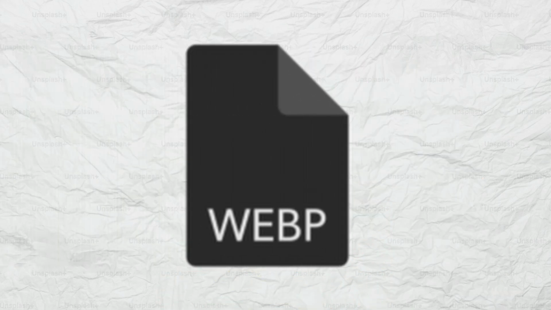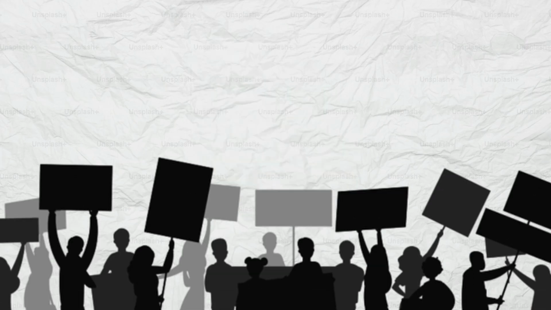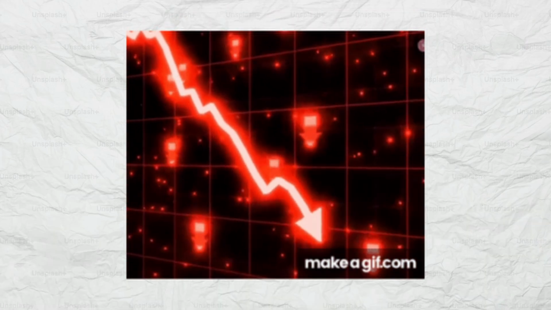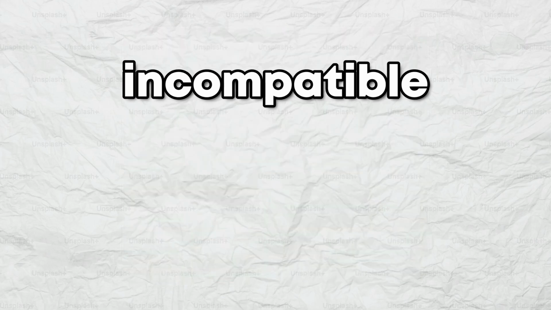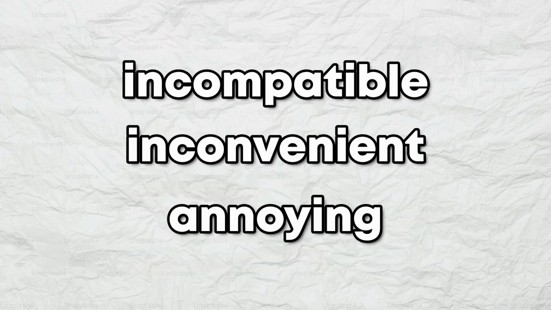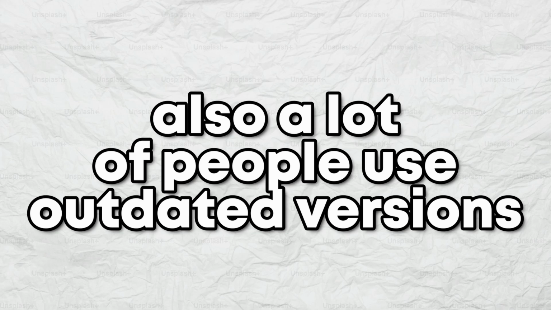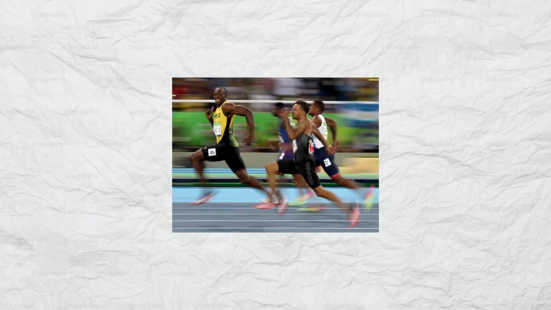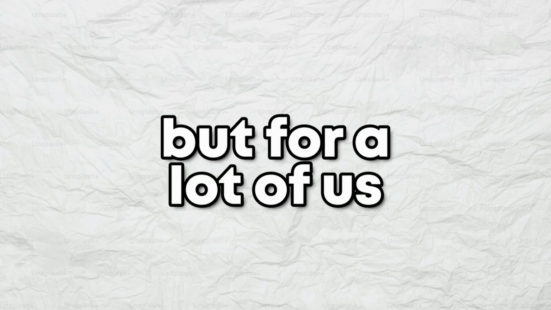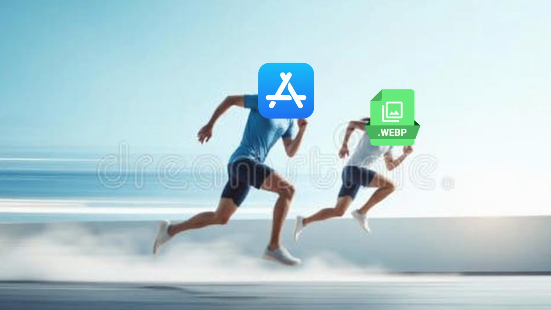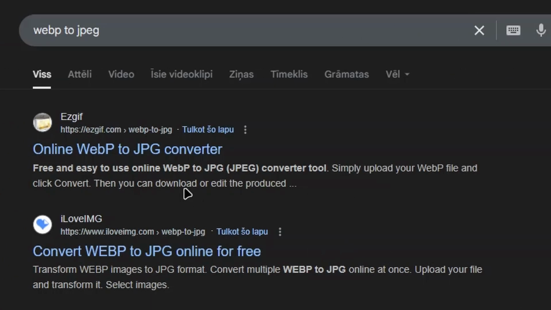Even though you can open WebP files in most apps today, a lot of people still hate the format. But why? Because WebP's reputation has already been damaged by years of being incompatible, inconvenient, and annoying to work with. Also, a lot of people use outdated versions of applications. So yeah, WebP might be faster, smaller, and technically better, but for a lot of us, it still just feels annoying. But now that support is finally catching up, maybe it's time we gave it a second chance. Or not, just convert it to a JPEG and move on with your life.